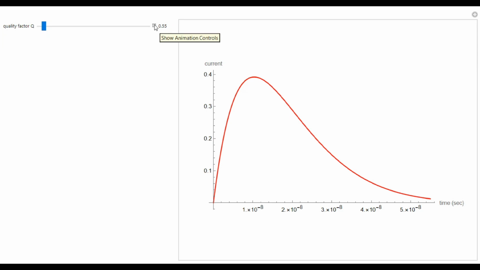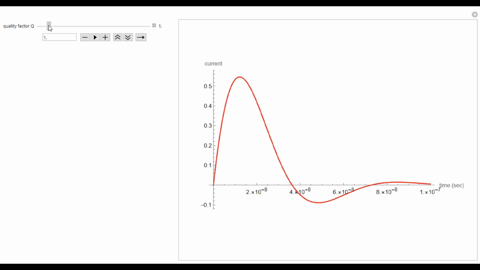Damping in an RLC circuit, understanding the Q factor. Introduction. Welcome to this video on damping in an RLC circuit.